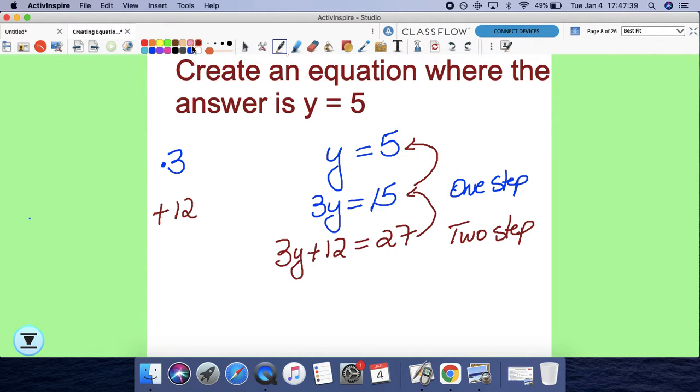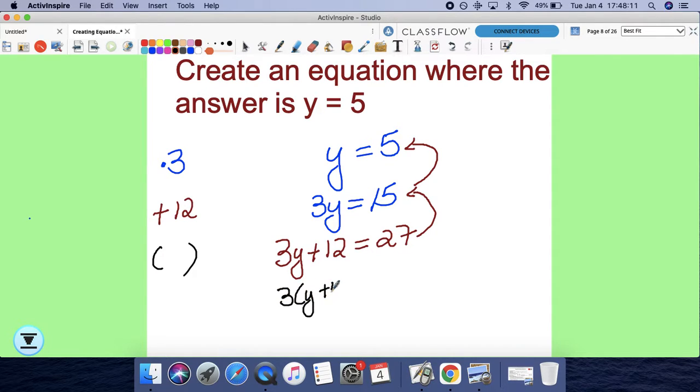Now, I want to make this a little bit more complicated. So let's add parentheses. There are, I guess, two different ways you can add parentheses here. One way could be maybe I can factor this out, right? Factor the 3y plus 12, and I can take the greatest common factor between 3 and 12, which is 3. So I can change that, and I can rewrite the equation as 3 times the quantity y plus 4 equals 27.